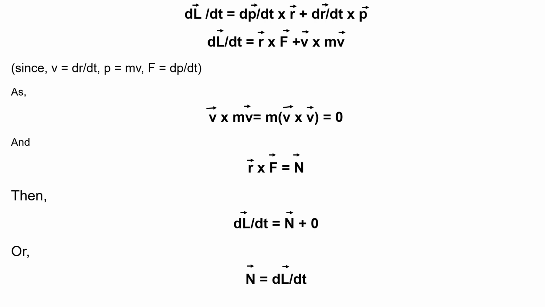So the above equation will become r cross F is equal to N, and N is the torque. Substituting this value in the above equation, dL over dt is equal to r cross F, and that is torque. So dL over dt is equal to torque N plus 0. So we can say that torque is equal to dL over dt. We can say that the rate of change of angular momentum gives the torque.